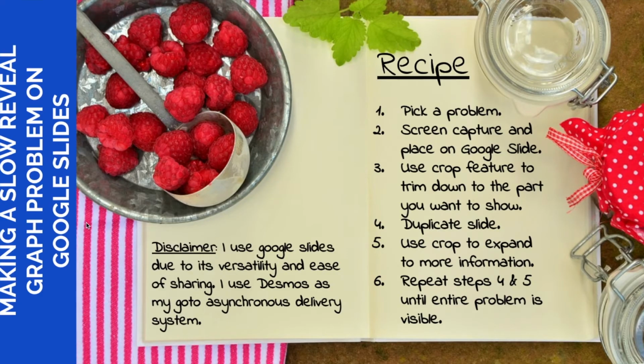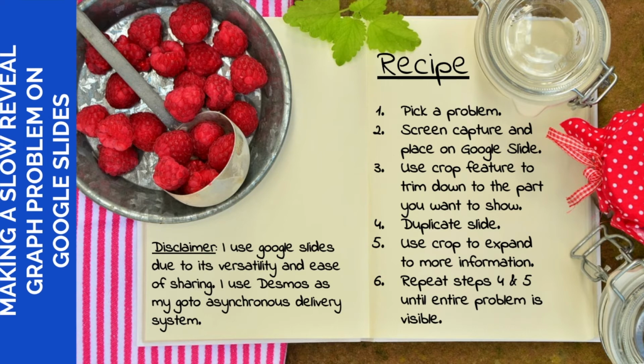In making a slow reveal graph problem, we basically follow a simple plan. Now, for me, I use Google Slides for the synchronous version, and I use Desmos Activity Builder for the asynchronous version, quite frankly, because it's simple and it's free and it fits my budget scheme. The recipe for this: pick a problem that you want to use graphically. Screen capture it, put it on a Google slide. Use the crop feature in the Google slide to trim down to the part you want.